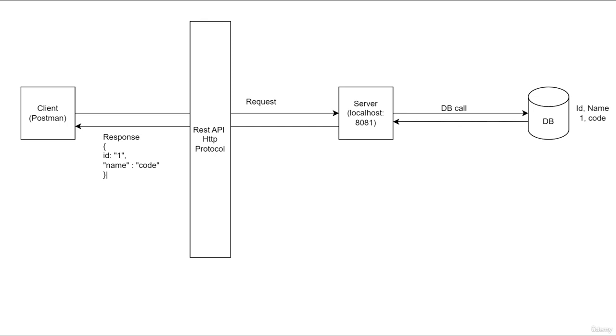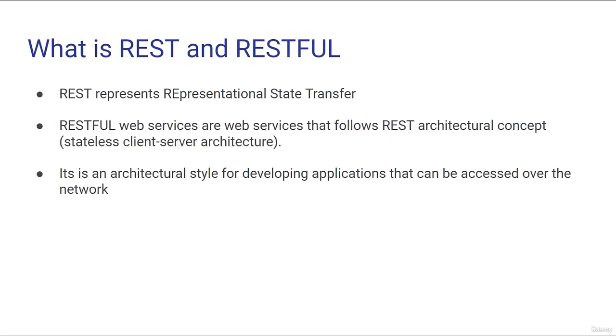This is my database, which is connected to your server. So from the client, you are hitting your server and expecting a result. The way to do that with the HTTP protocol over the network is the REST API. What is the architecture that the REST architectural concept is? Nothing but stateless and client-server architecture. It is an architectural style for developing applications that can be accessed over a network. How would you access anything over a network? Using the HTTP or HTTPS protocol in terms of REST APIs.